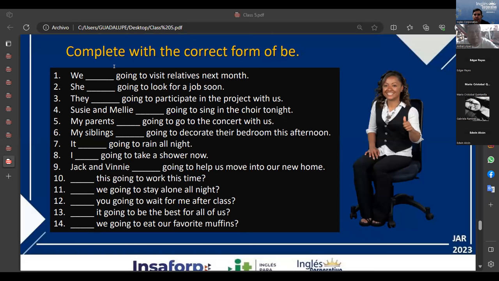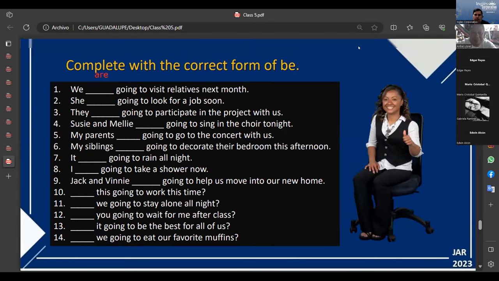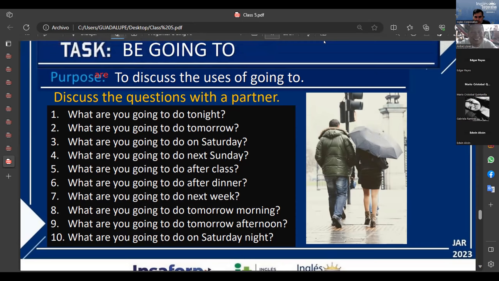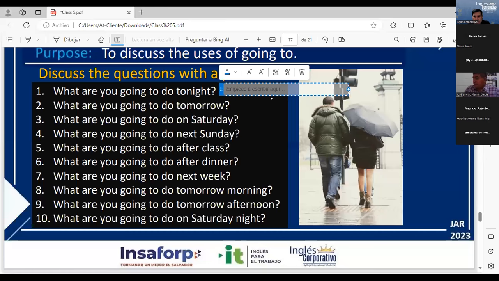It's the one before. Which part? The one before. La primera. La antes que esta. The one before. This one. Ask and answer the questions. Hola, hola. Okay. For the first question, in these ones, don't write the answer. Only say them. Say the answers, don't write.